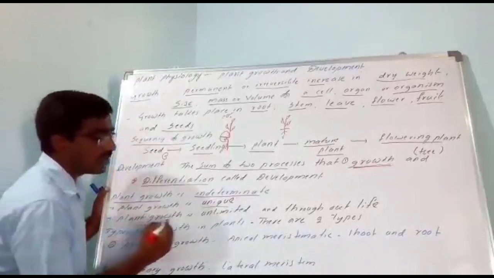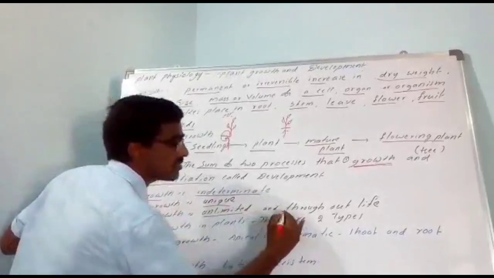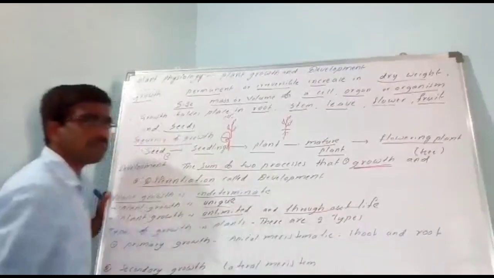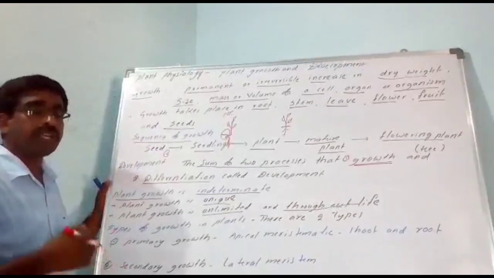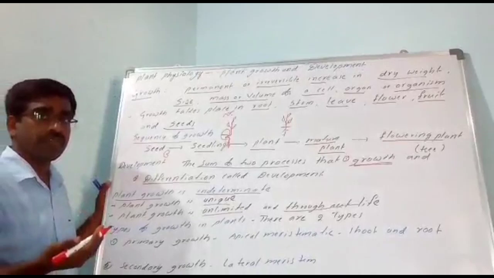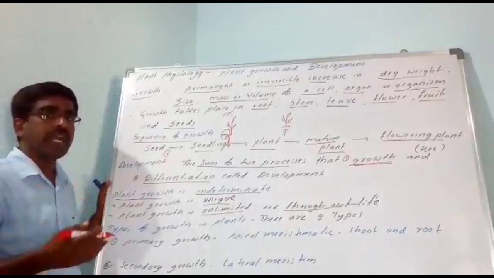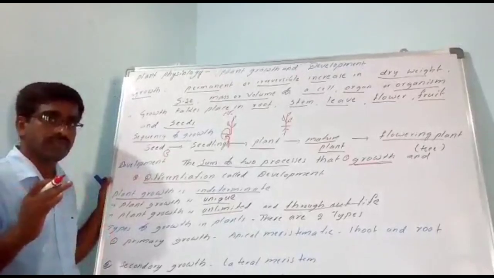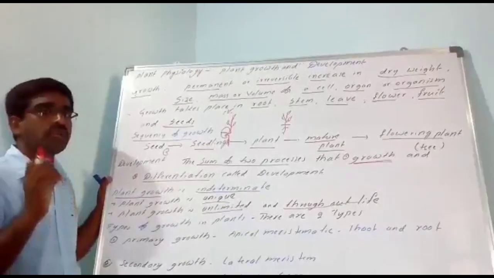Then plant growth is unlimited as well as throughout the life. Take any plant, the plant can grow throughout the life. Take the example of banyan tree. They have been growing years and years until their natural death. Plant growth takes place.